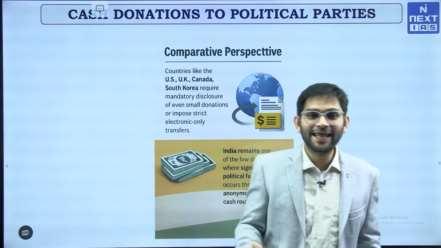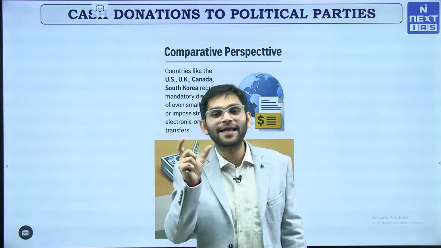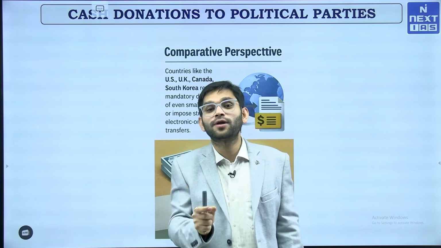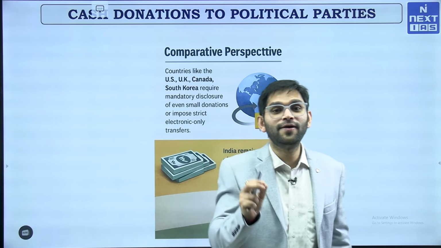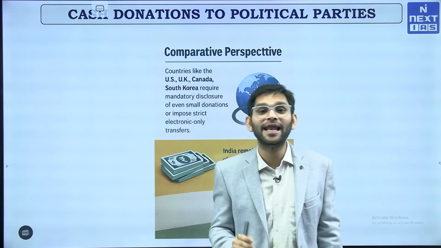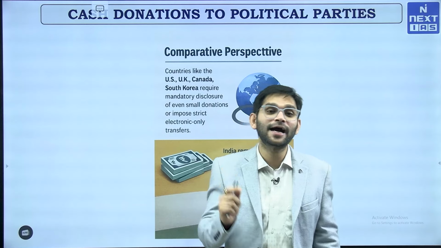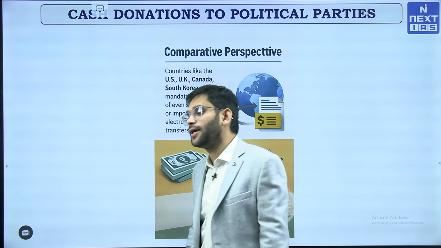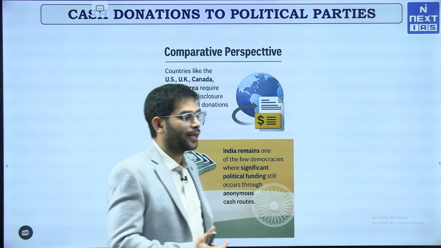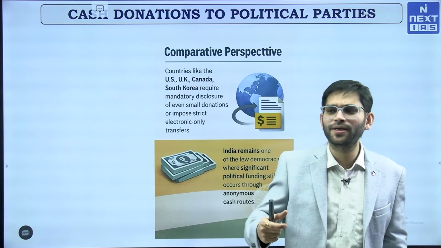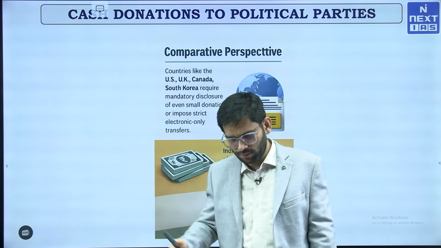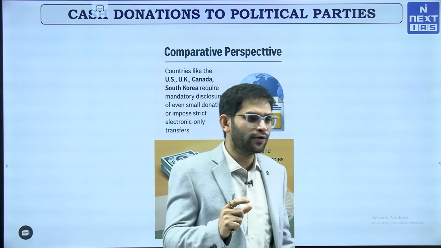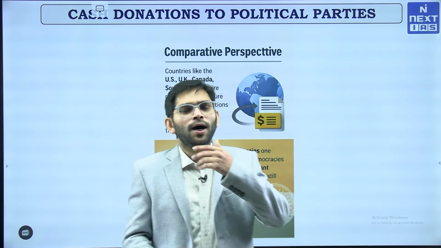And next, the very important keyword which I am going to quote: it enables policy capture by specific high-value individuals or high-value companies or high-value groups. Okay, they will influence the policy. And next, it weakens electoral integrity and undermines public trust. Okay, so these are the arguments against anonymous political funding. And there has to be the other side also, right? When UPSC says critically analyze, critically evaluate, you will have to give the other side. So, what is the other side?